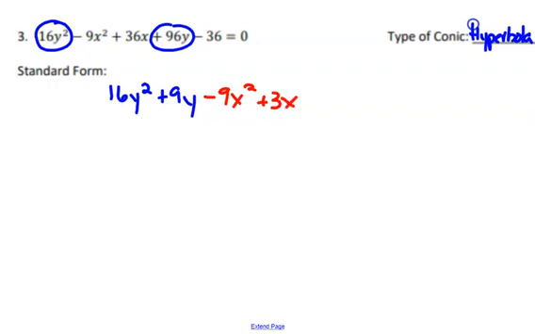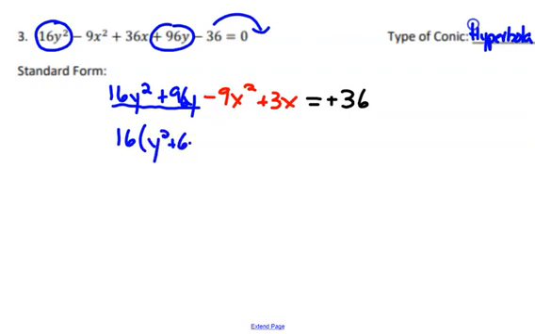So the only thing that's a little different is you just have to make sure with this one that the positive square term goes first. This one goes to the other side. So this is positive 36 on the right side. Okay, I'm going to factor out here. This is a 96. I'm going to factor out a 16. So I'm going to take out a 16. 96 divided by 16 is 6.